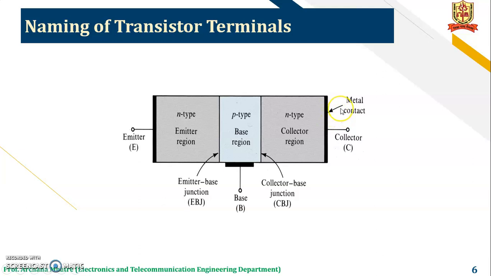Now these are the metal contacts. Here you can see these are the two junctions created in the BJT. The first junction is the emitter-base junction between the emitter and base terminal, and this junction is the collector-base junction, which is in between the collector and base region.